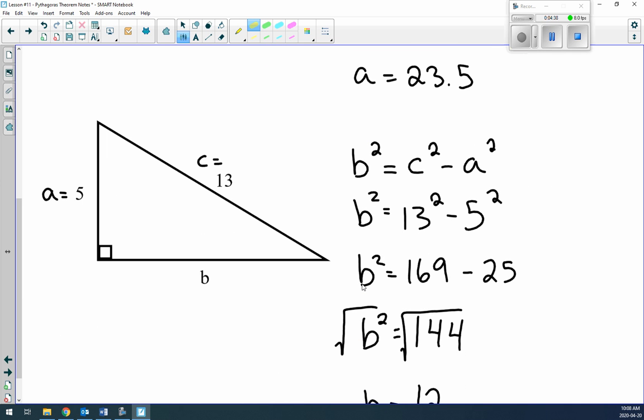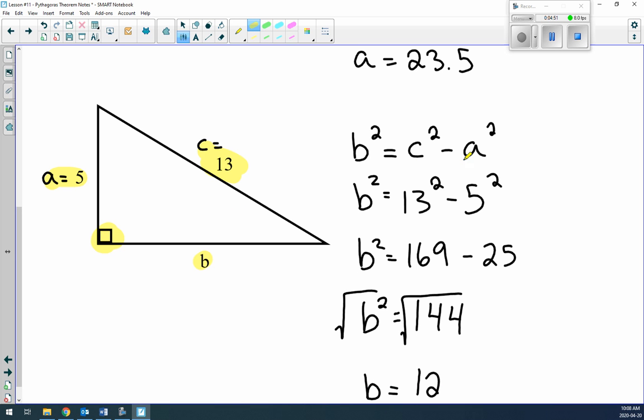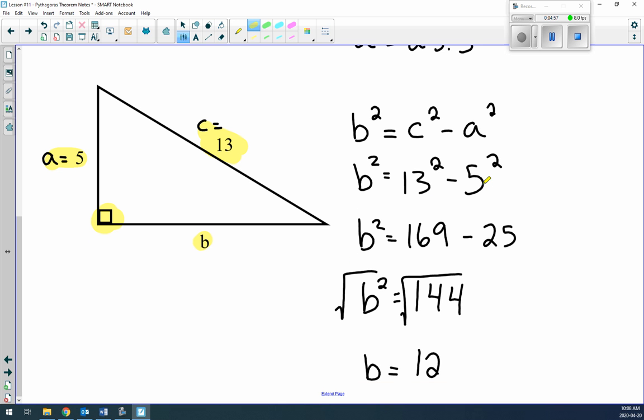Okay, last example here. It's a right angle triangle. We have the hypotenuse across from it. We're looking for B, one of the legs, and we have the other leg, A. So B squared equals C squared minus A squared. We're subtracting because we're looking for one of the legs. So B squared equals 13 squared minus 5 squared. B squared equals 169 minus 25. Subtract that, and we end up with 144.